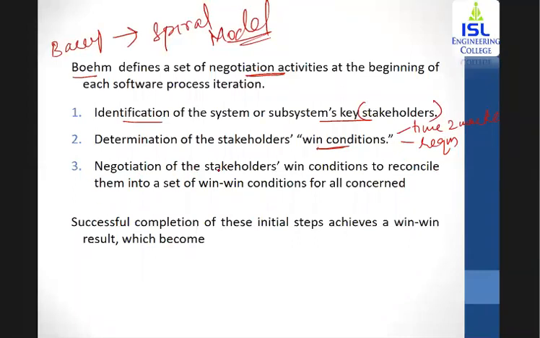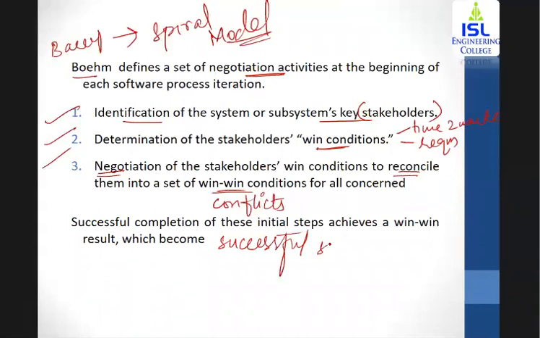Then the third one is negotiation of the stakeholders' win conditions to reconcile them into a set of win-win conditions for all concerned. As I've told you, there are conflicts within the different stakeholders' prioritization. So you're going to negotiate between all the stakeholders and reconcile all of them so that all of them have their win-win conditions satisfied. Now, the successful completion of these three steps achieves a win-win result, which becomes a successful software that is developed.